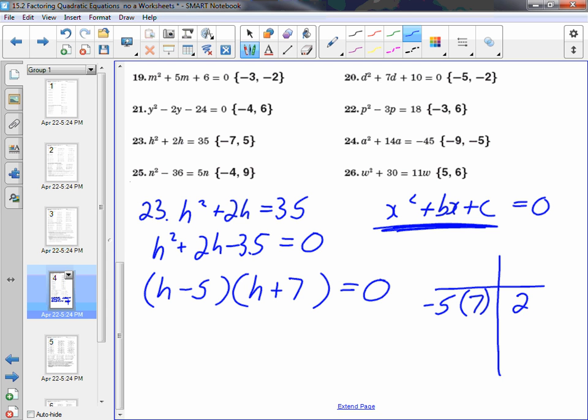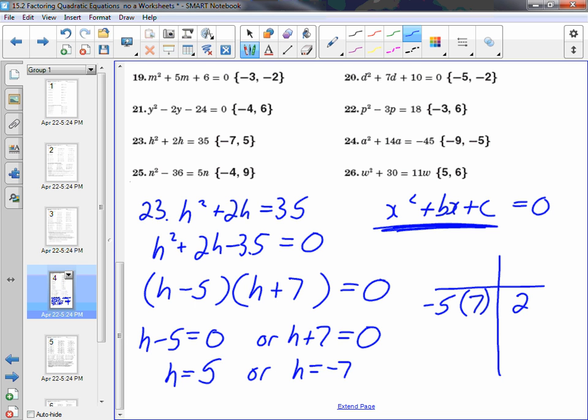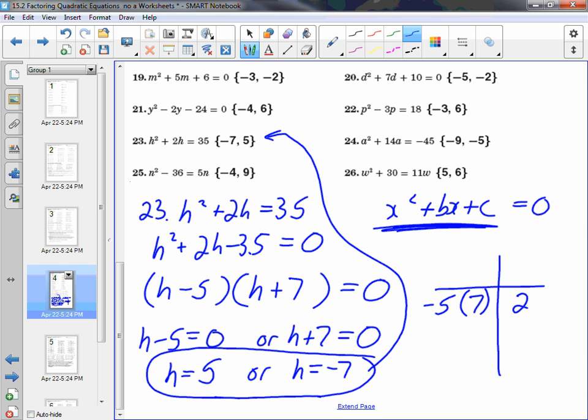Two factors multiplied together, their product is 0. So the first factor equals 0, or the second factor equals 0. Well, if h minus 5 equals 0, add 5 to both sides, h equals 5. Or h plus 7 equals 0, subtract 7 from both sides, h equals negative 7. And so see, we did get the same thing they did.